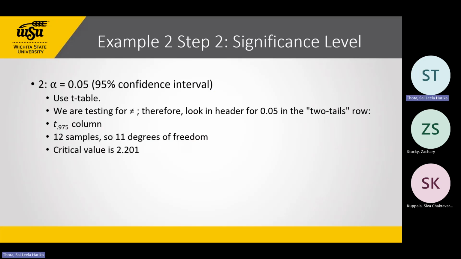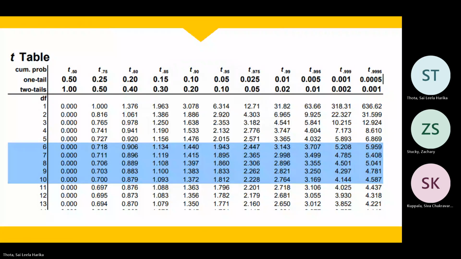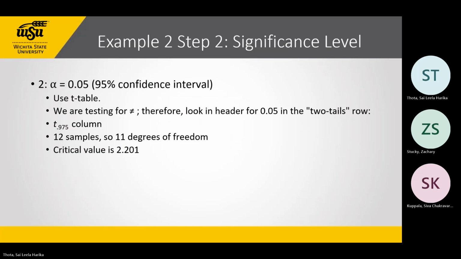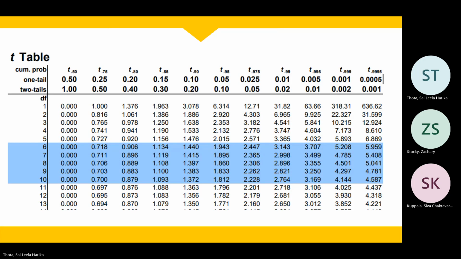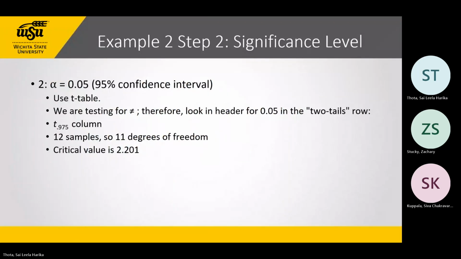We'll consider a 95% confidence interval, which is 0.05 alpha, and we use the t table for that. So we need to check the t table for the values. There are 12 samples and the formula for the degrees of freedom is n minus 1. So 12 minus 1 is 11. So 11 will be the degrees of freedom. And so this is the t table, and based upon the t table, we need to consider the values.